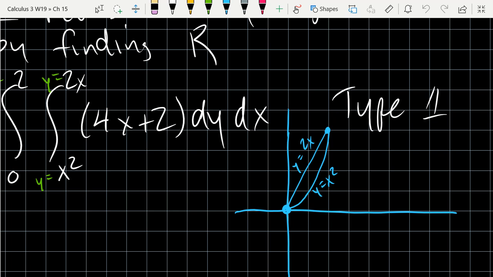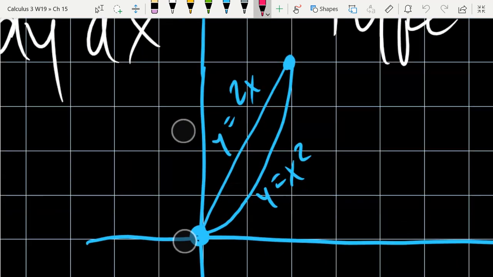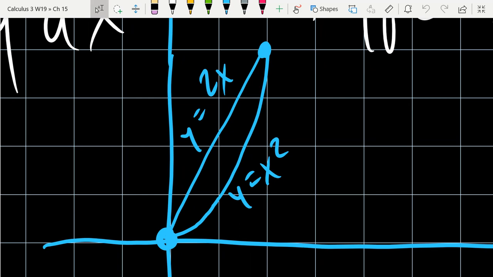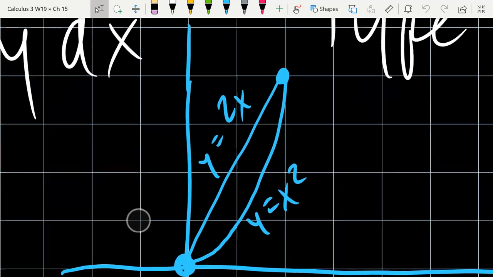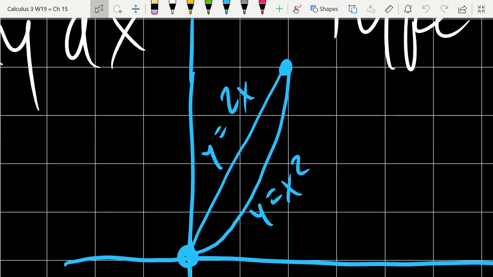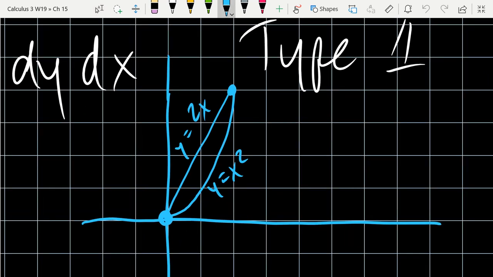Where do the x equals 0 and x equals 2 come into play looking at the graph? That's my minimum x value and my maximum x value right here. So that's my min and my max. So this is my x equals 2 and this is my x equals 0. Now there are no vertical edges right here. We just come down to a point. So this region could be type 1 or type 2 because there are no straight edges at the end.